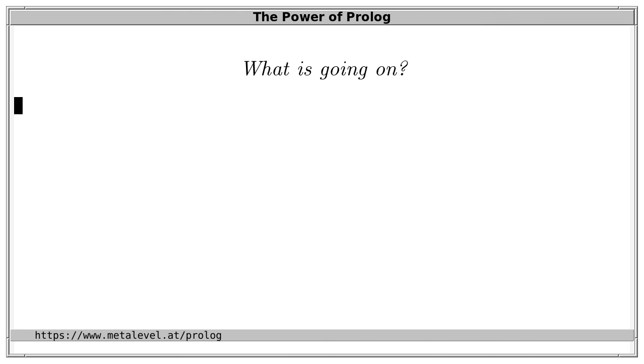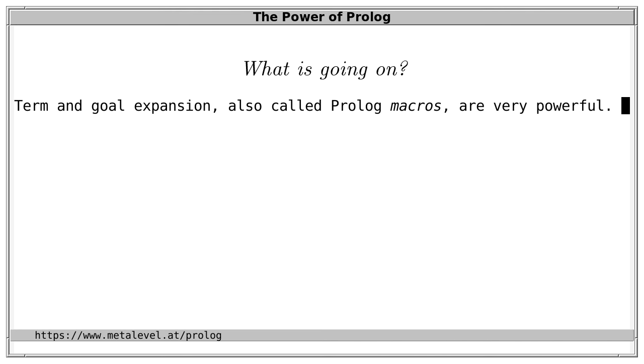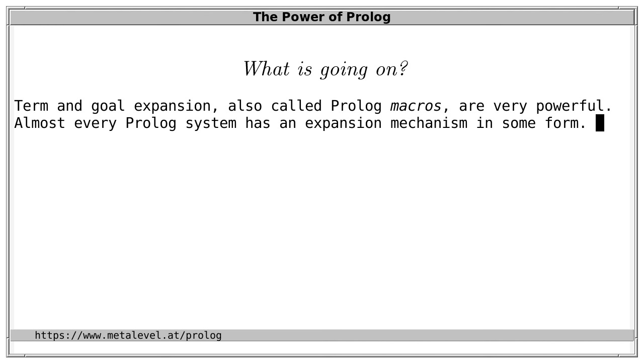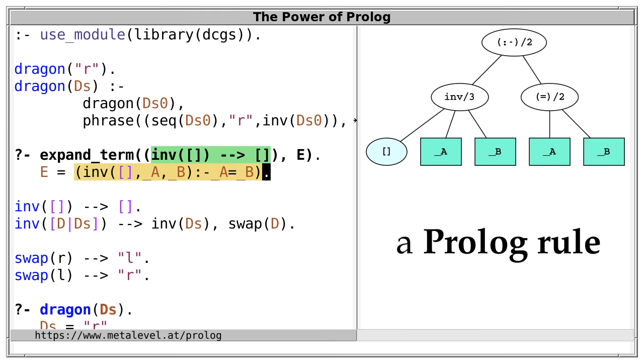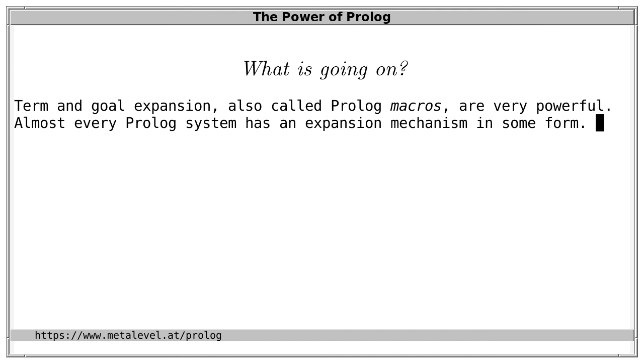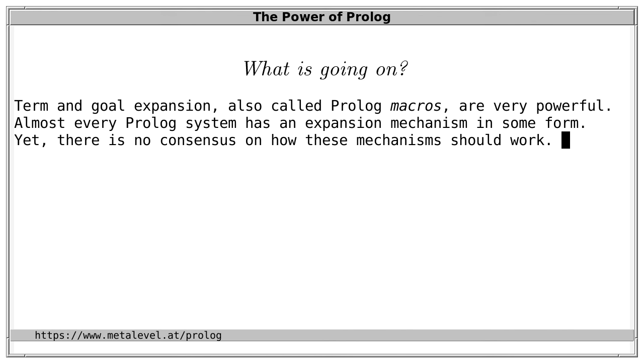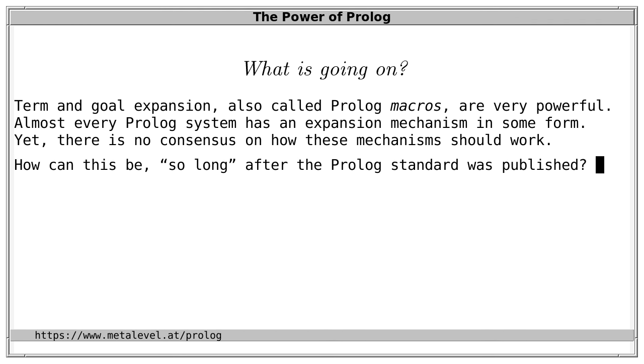Now, one moment. What is going on here? We've seen that term and goal expansion, sometimes also called macros, are very powerful. And also that almost every Prolog system has an expansion mechanism, at least in some form, even if limited. We've seen, for example, that DCGs can be implemented with term expansion. Many Prolog systems use this approach. But there's no consensus between systems on how these mechanisms should work exactly. How can this be so long after the Prolog standard was published?